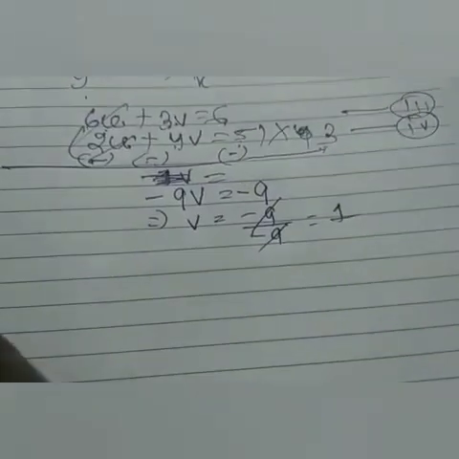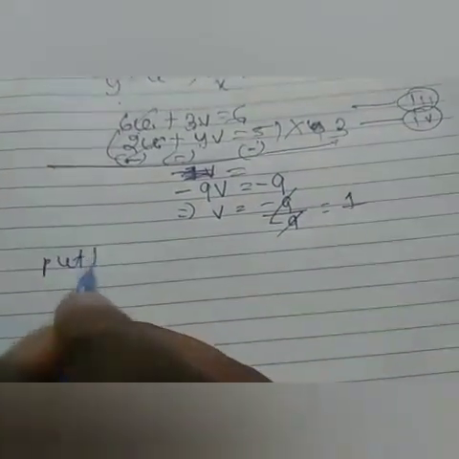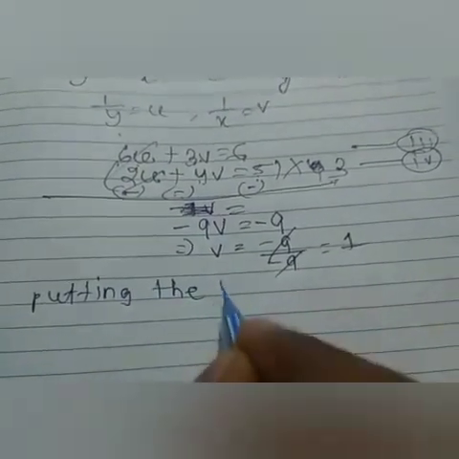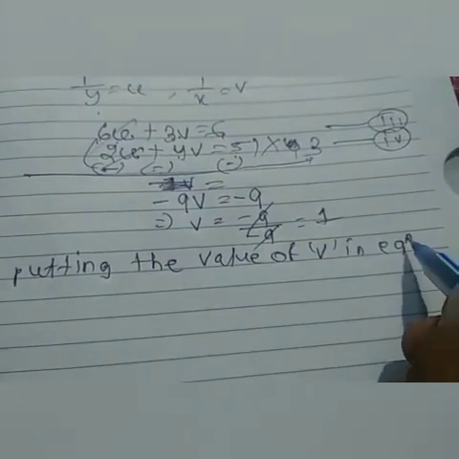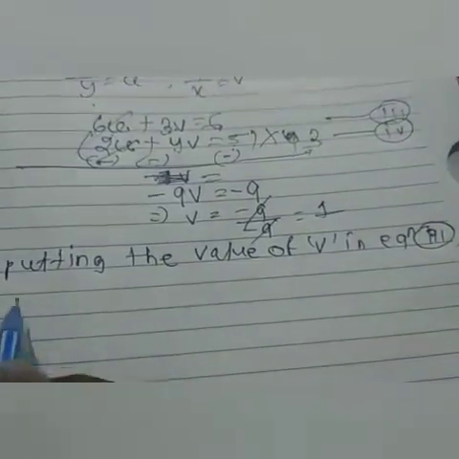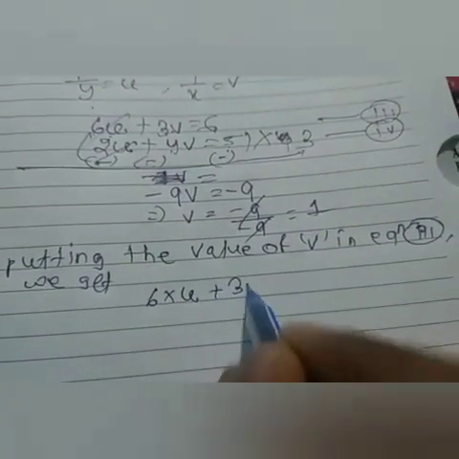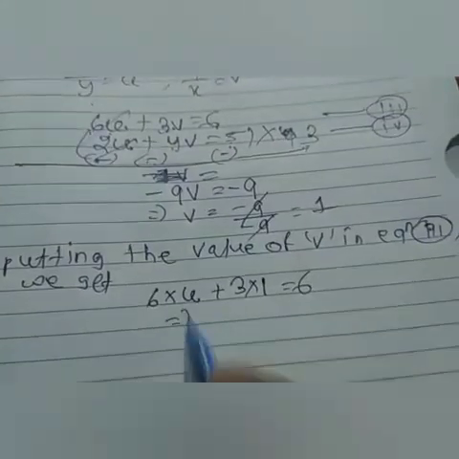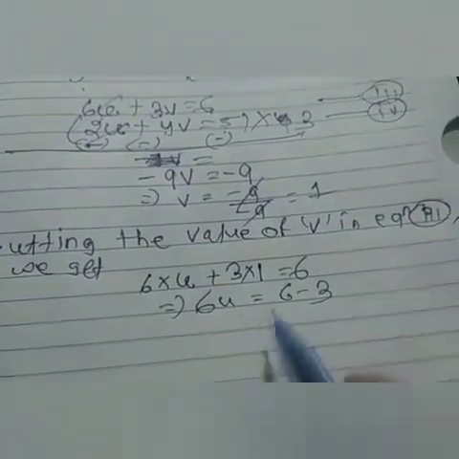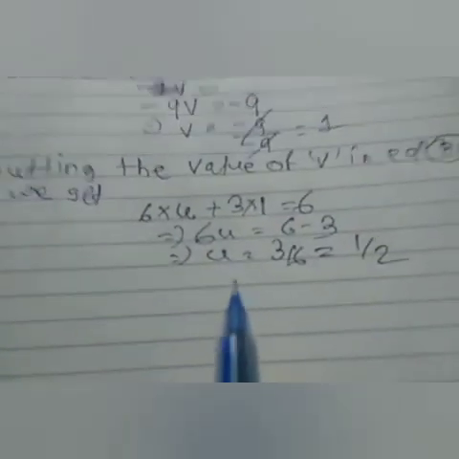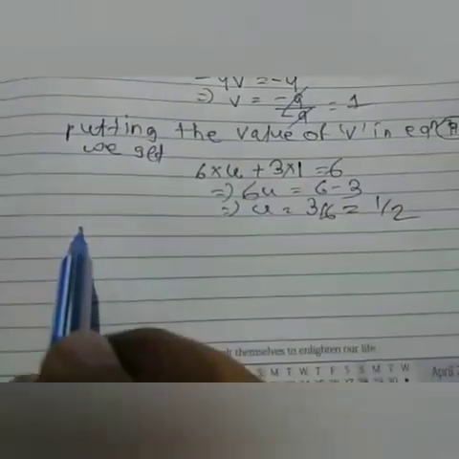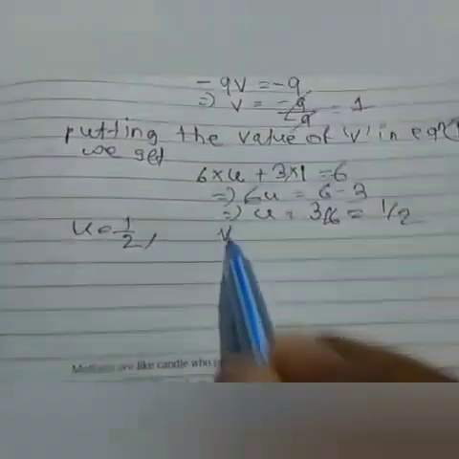Then putting the value of v in equation 3, we get 6 into u plus 3 into v equals 6. 6u equals 6 minus 3. U equals 3 by 6 equals 1 by 2. So u equals 1 by 2, v equals 1.